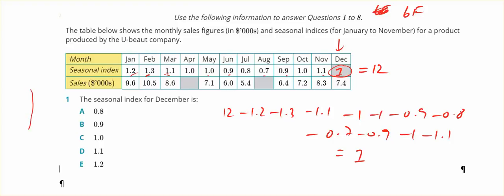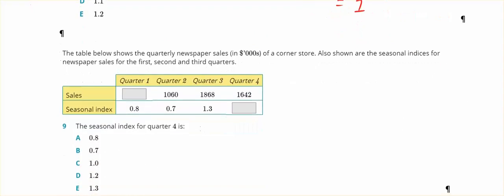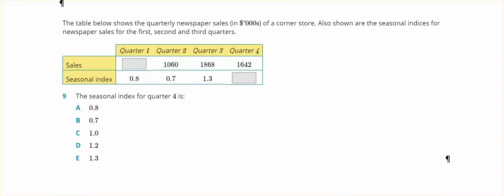All right, question 9. The table below shows the quarterly newspaper sales. So quarterly. Do you know what the seasonal index adds up to when it's quarterly? There's how many seasons in a year? 4. There's 4 quarters in a year. So the seasonal index of the 4 quarters should sum up to 4.